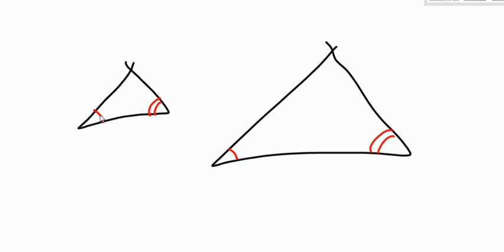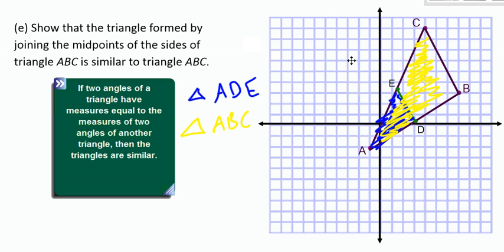Okay, and we only need two angles to be the same, because if these two angles are the same, we know that the third angle must be the same, because we know that all the angles in a triangle add to 180. So if we go back to the slide we were on with these two triangles, let me remove some of my shading so we can see the triangles.